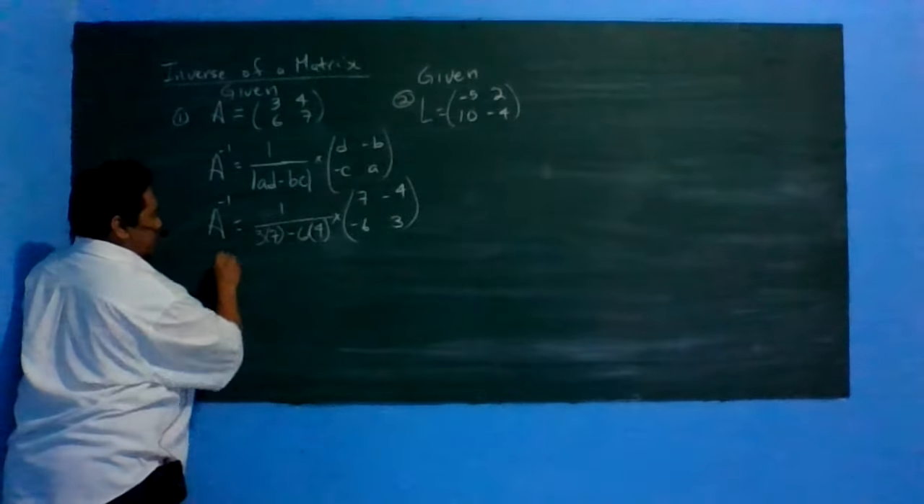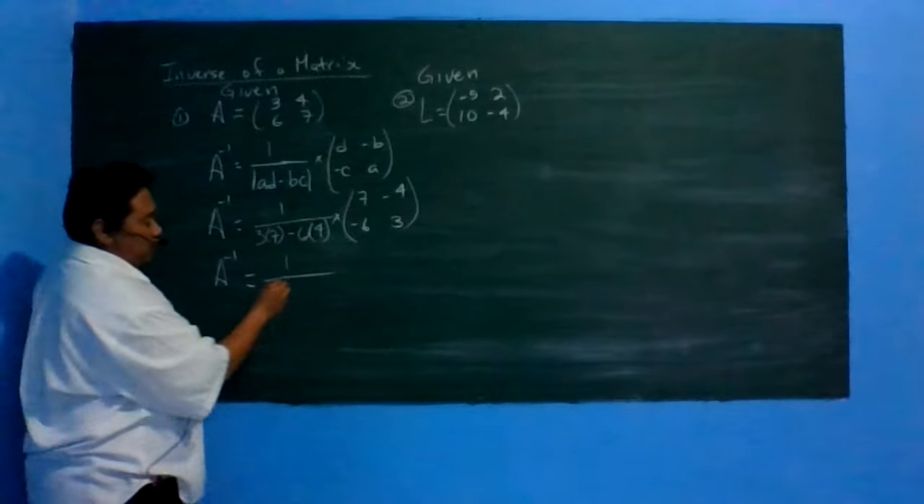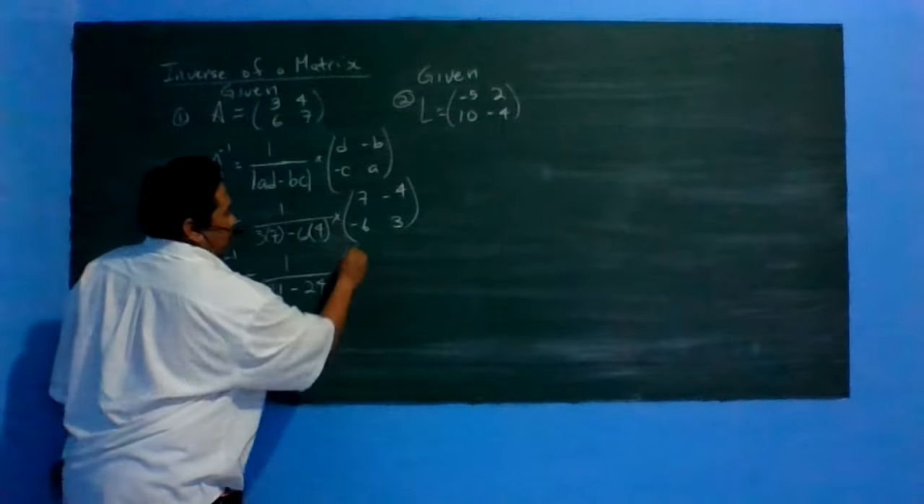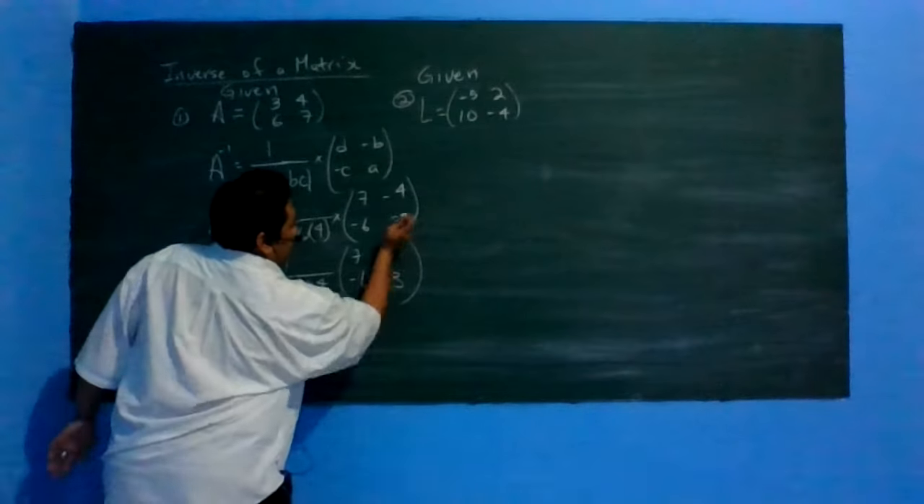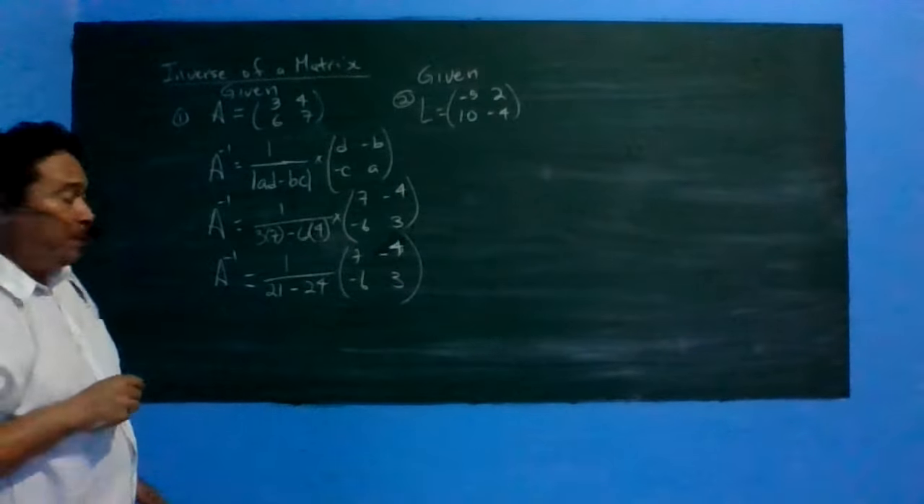So this will give me A to the negative 1 is equal to 1 over 3 times 7 is 21, minus 24, times 7, negative 4, negative 6, 3. I'm sorry, negative 4. So 7, negative 4, negative 6, 3.